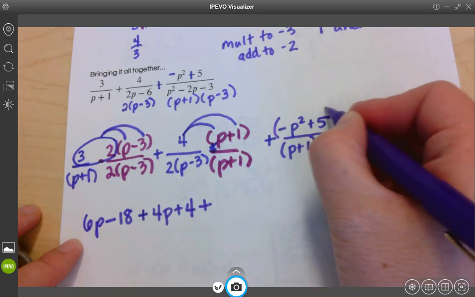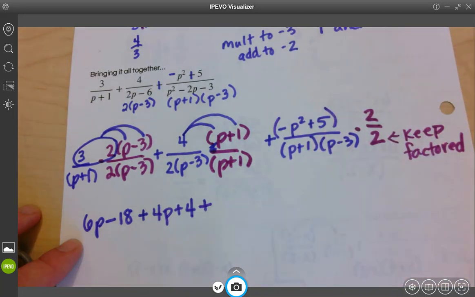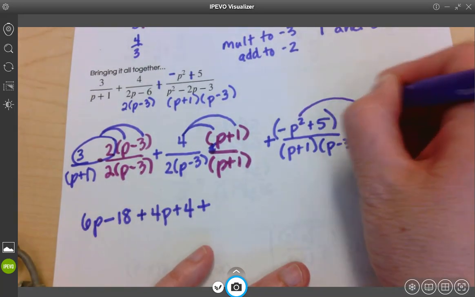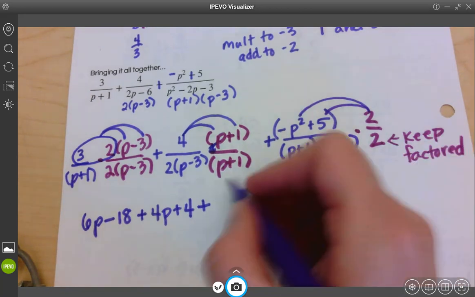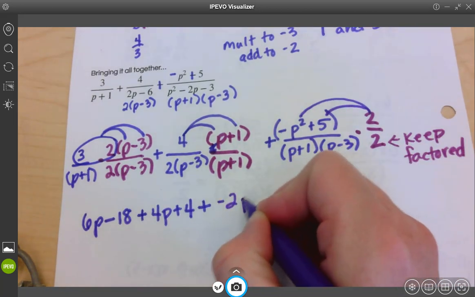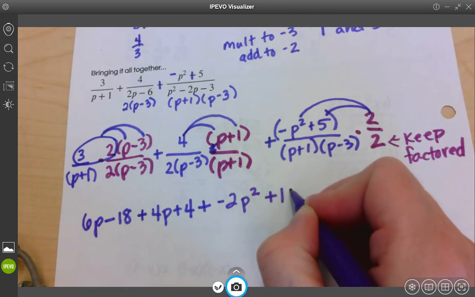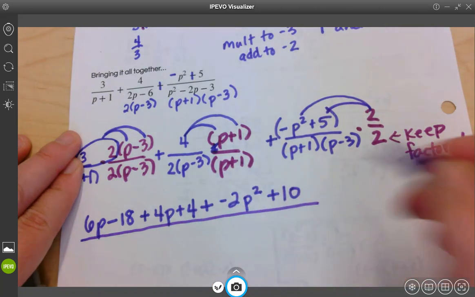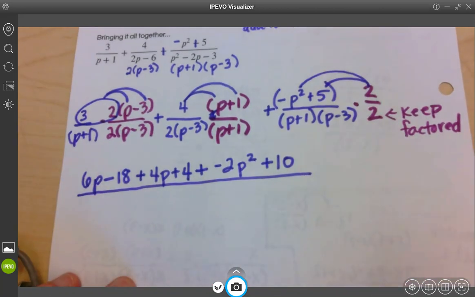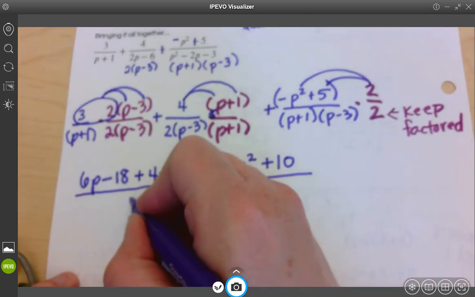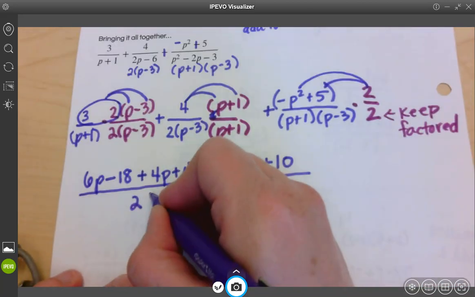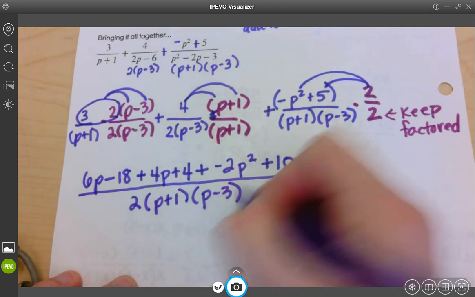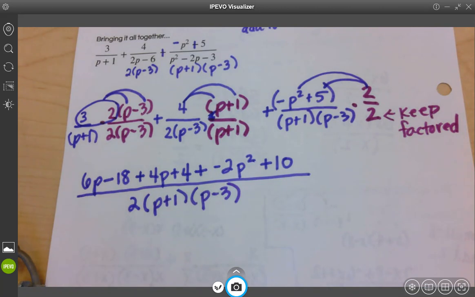This is definitely the hardest one. All right, and now the 2 over here distributes to the negative p squared plus 5. So I have negative 2p squared plus 10. That's my numerator. For the denominator, remember you're just writing it one time. And it doesn't really matter what order you write those factors in. I always like to put the 2 there first. Okay, let me pause there for a sec.